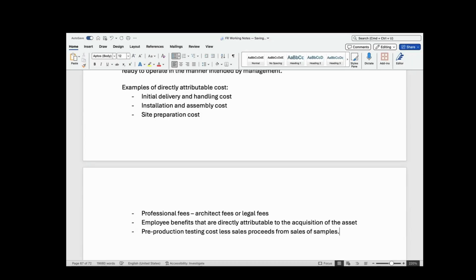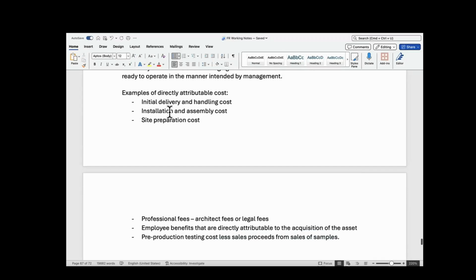So any sample you're able to sell from this testing phase, you will deduct the sales proceeds from the testing cost here. And I've given you 6. These 6 you need to know as reporting students. These are the directly attributable costs.